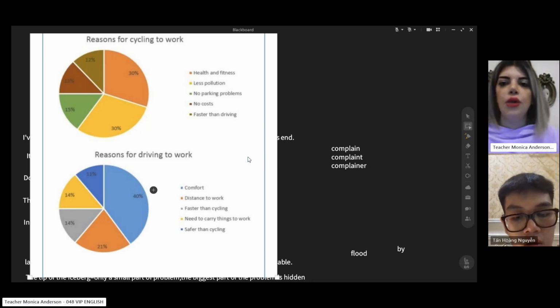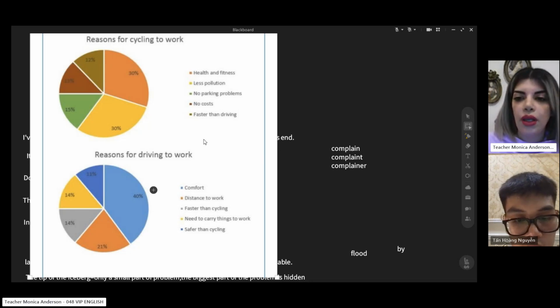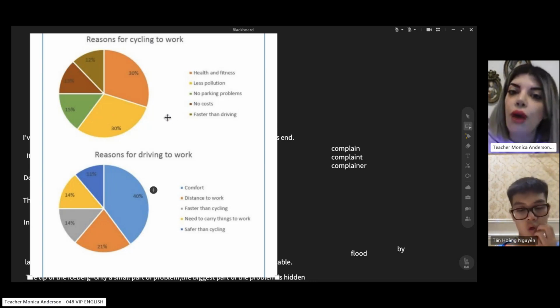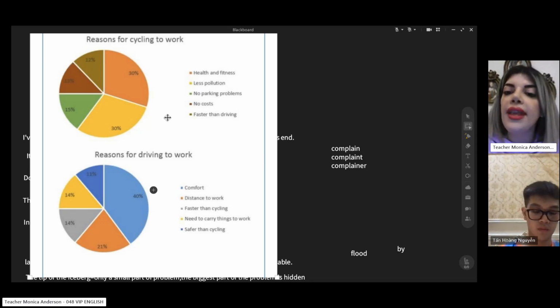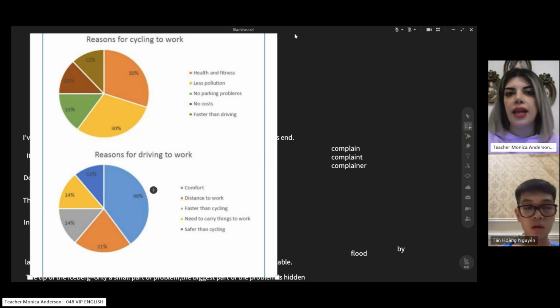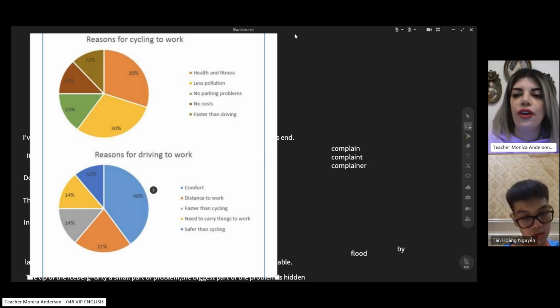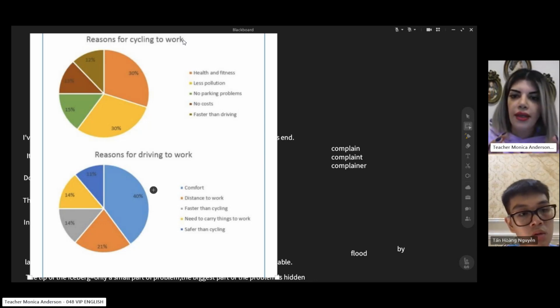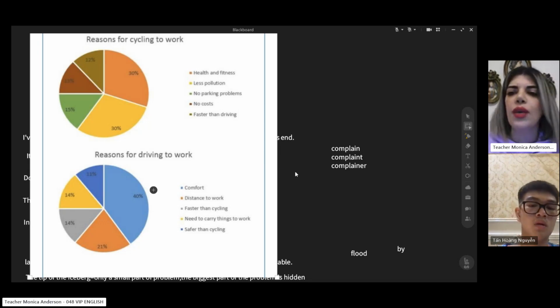First of all, you need to mention the reasons that you already mentioned in your overview again, because you need to talk about them again. So again: health and fitness, less pollution and comfort. You need to mention them again, and of course, you need to give percentages. After that, we have some other features that we can add.